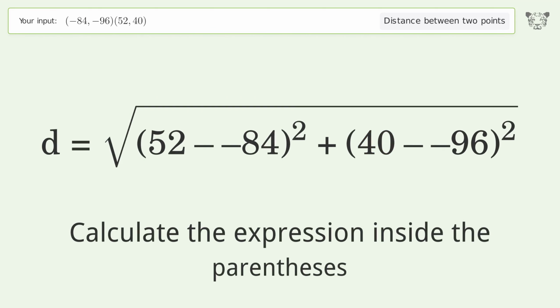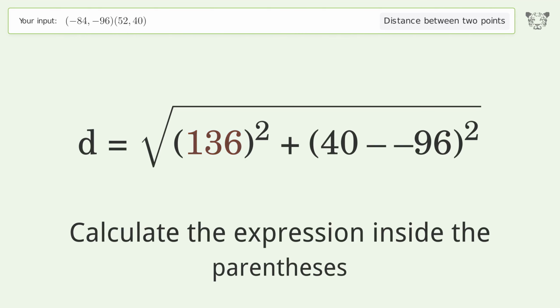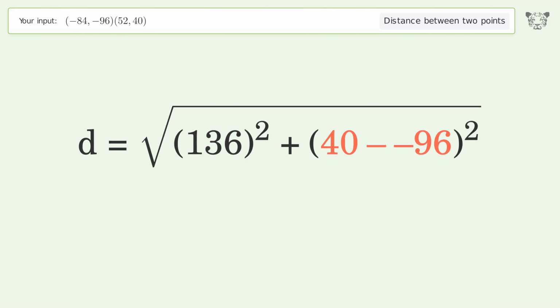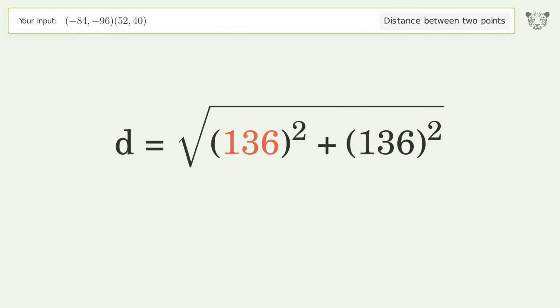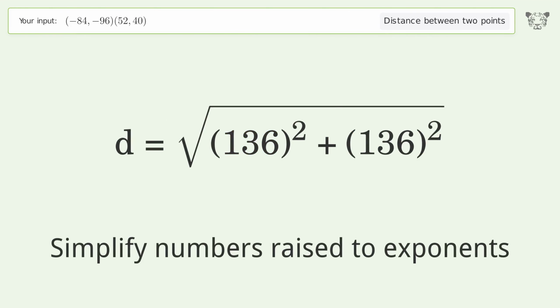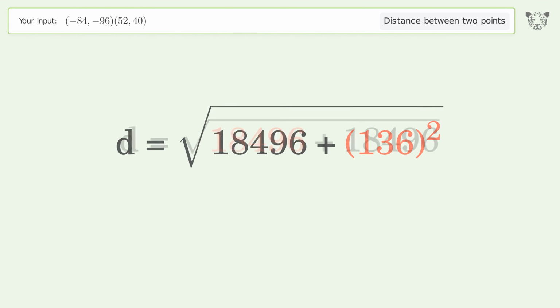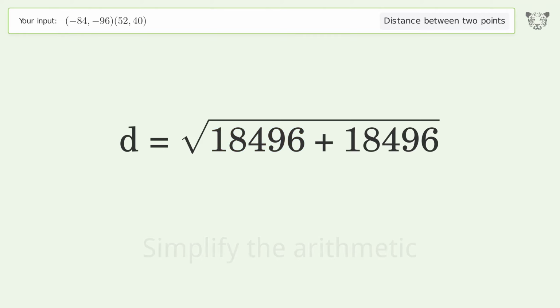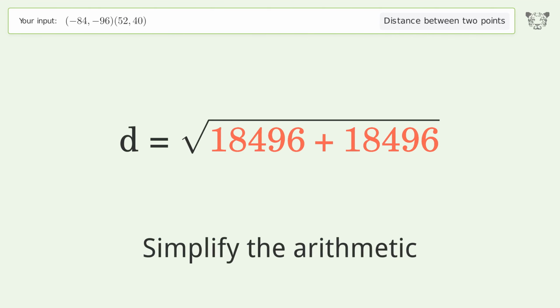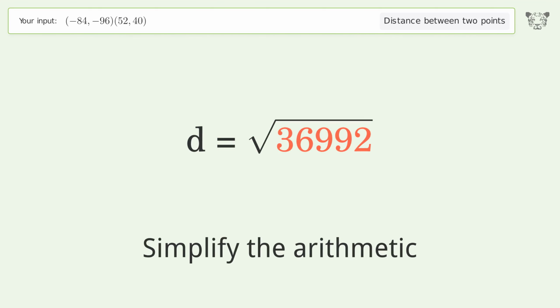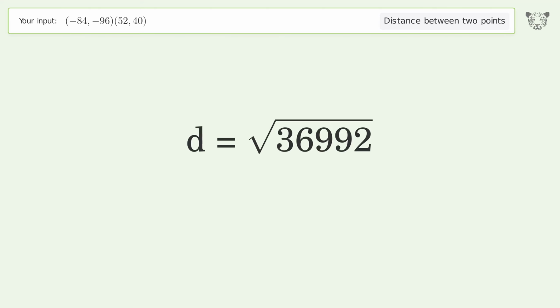Calculate the expression inside the parentheses. Simplify numbers raised to exponents. Simplify the arithmetic. And so the distance between the 2 points is the square root of 36,992 or 192.333.